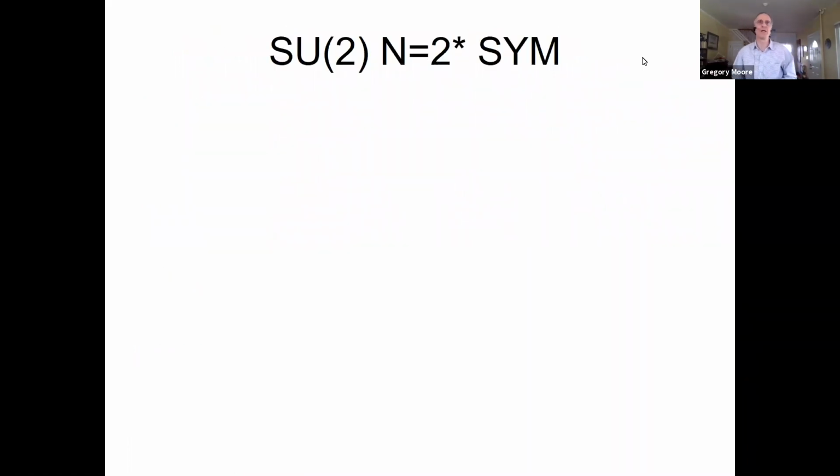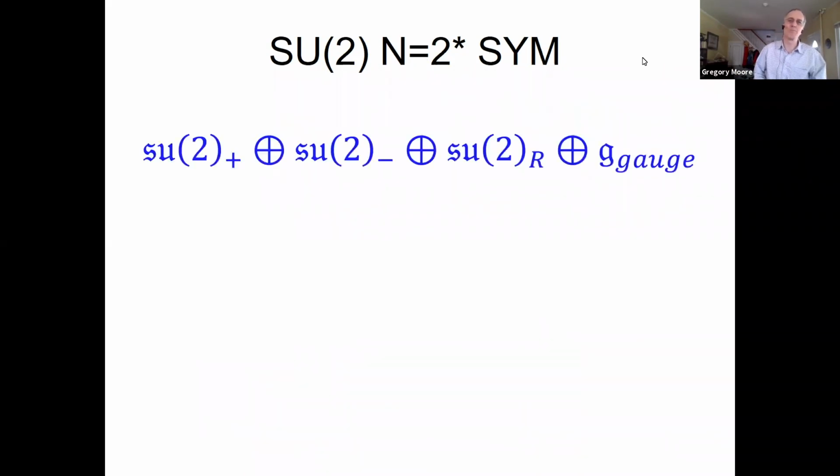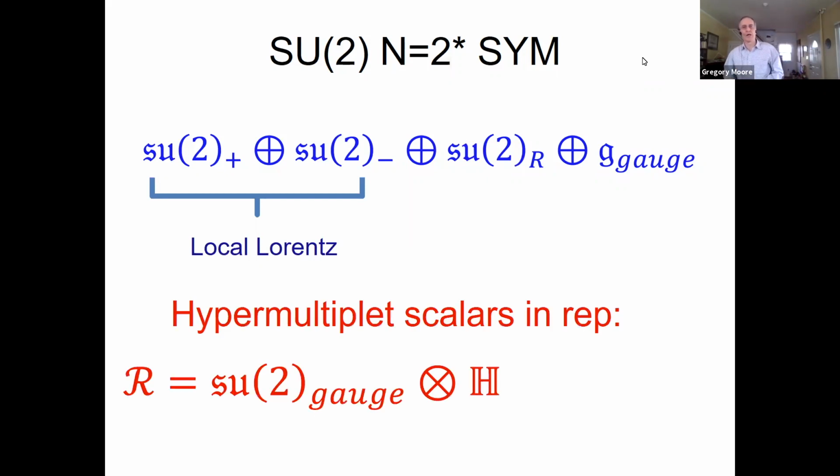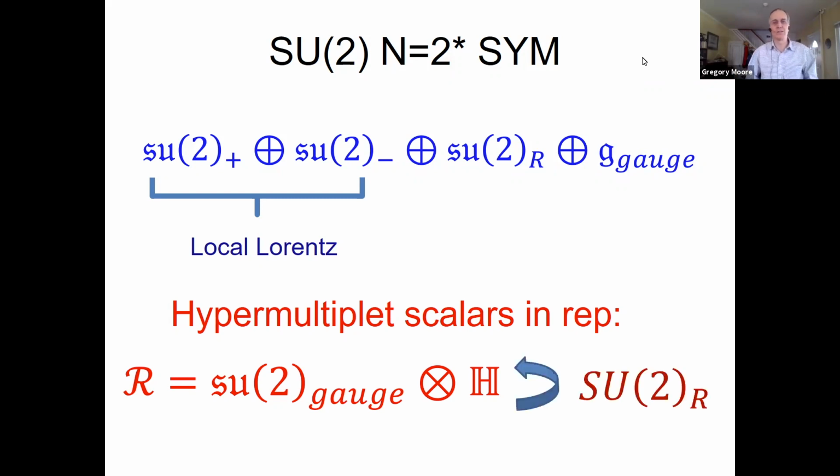Let me give you a quick reminder about N equals 2 star supersymmetric Yang-Mills theory. In the bosonic part of the Lie algebra of symmetries, there's an SU2 plus and SU2 minus for local Lorentz transformations, an SU2R symmetry, and if it's a super Yang-Mills theory, there's a gauge symmetry. Now in N equals 2 star, the hypermultiplets are in the adjoint representation. So in our case, the hypermultiplet scalars will be in the adjoint representation of SU2 and made quaternionic. Now, we can right multiply on the quaternions by a unit quaternion. And so that's the action of the SU2R symmetry.